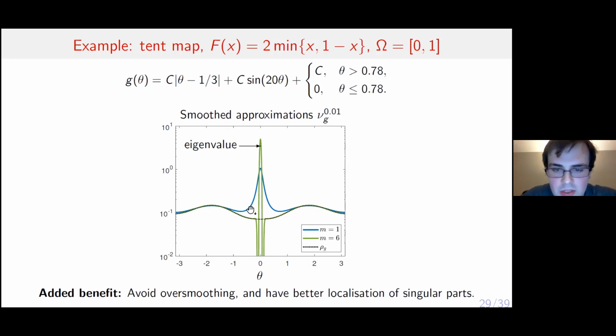So the blue shows the Poisson kernel and an oversmoothed approximation. Okay, so the eigenvalue is not localized, and in turn the spectral measure away from the singularity is not well approximated. Now, if you go to m equals 6, you get a much better approximation of both the continuous component and also the discrete component here. So you avoid oversmoothing and you have better localization of singular parts.